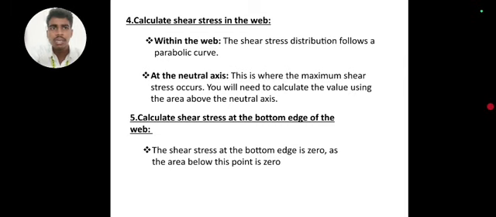Within the web, the shear stress distribution follows a parabolic curve. At the neutral axis is where the maximum shear stress occurs. You will need to calculate the value using the area above the neutral axis. Fifth calculation is to calculate shear stress at the bottom edge of the web. The shear stress at the bottom edge is 0 as the area below this point is 0.